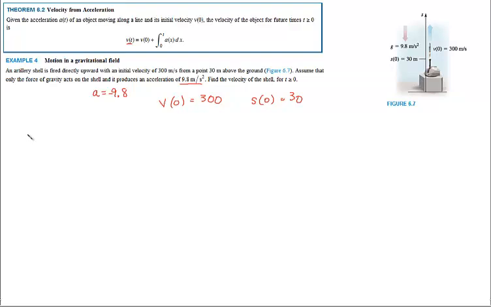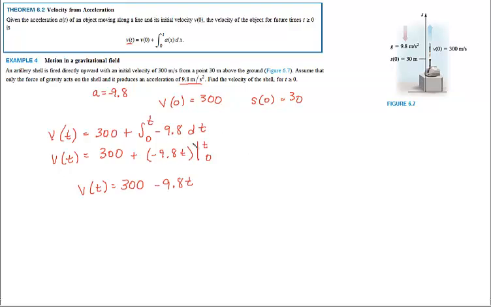Alright, so I'm just going to plug this into my velocity formula here. V of 0 is 300 plus the integral from 0 to t of my A of t, this negative 9.8 dt, and that will give me V of t equals 300 plus, and I'll get that done for you. Alright, pretty simple one. I integrate that. It's negative 9.8t. I evaluate from 0 to t, plugged in a t, got this, and when I plug in a 0, of course I get 0 for that. So there is my velocity formula.